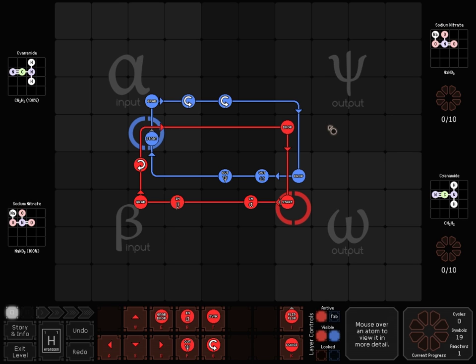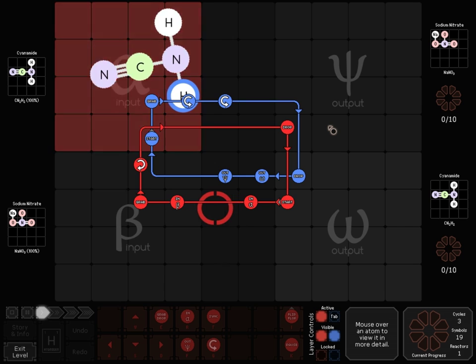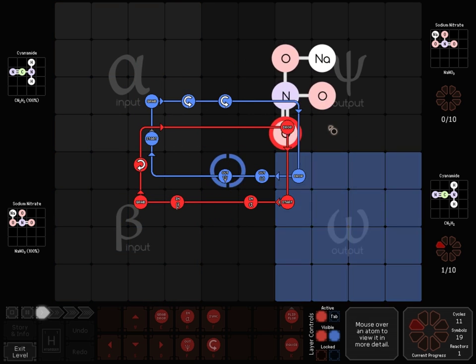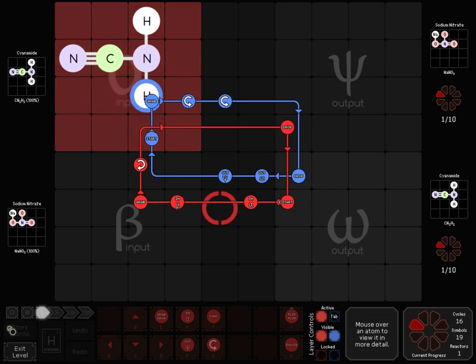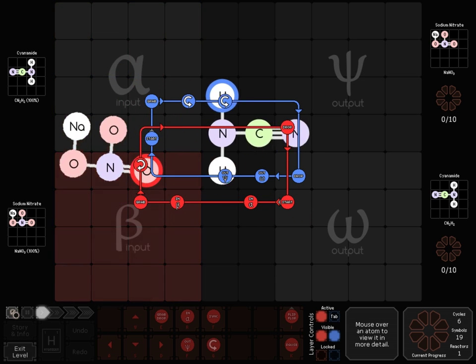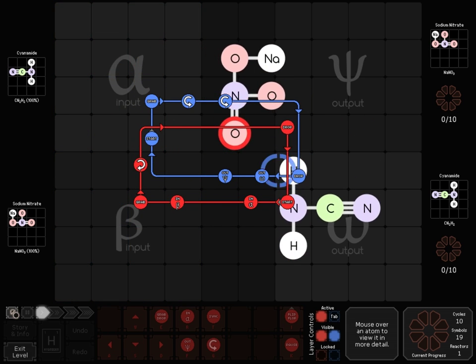Here's another puzzle focusing on efficient transport. Can you see the problem with this solution? Well, with the cyanamide, the quickest way to get it to output omega is to grab it from the bottom, rotate twice, and drop it in the top left corner. However, the sodium nitrate is a different story. For that, you only need to rotate the molecule once before outputting into psi.